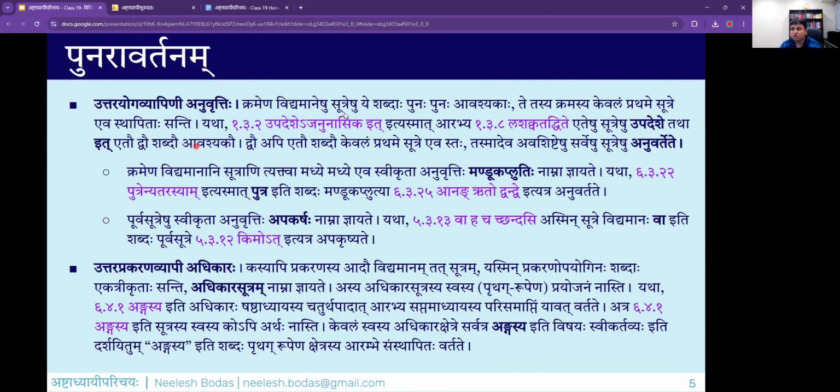So क्रमेण विद्यमानेषु सूत्रेषु ये शब्दाः पुनः पुनः आवश्यकाः ते क्रमस्य प्रारंभे स्थाप्यन्ते चेत् अनुवृत्तिः इति तस्य निर्देशः भवति. This anuvritti, if it jumps sutras like a frog, we refer to as manduka plutihi. Sometimes the word anuvritti can be used to represent manduka pluti also. And in very rare cases, a word can be copied to the previous sutram. It is called apakarshaha. So these three are related concepts.